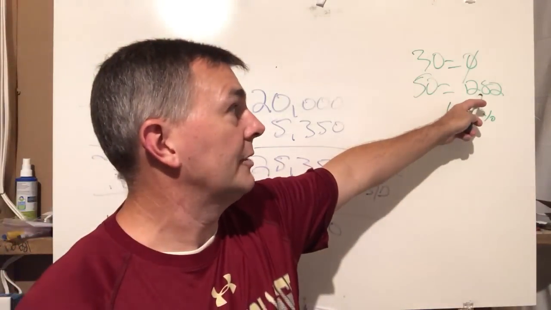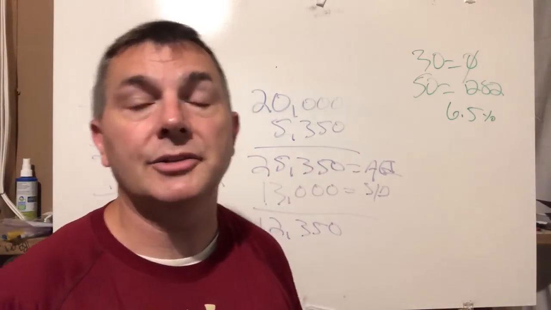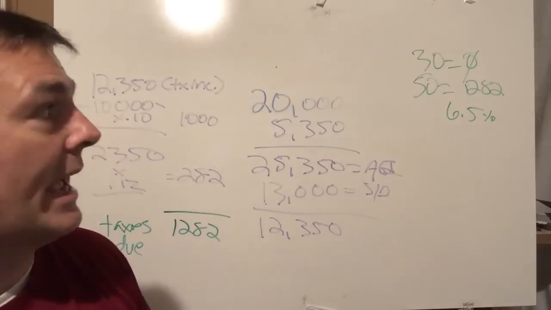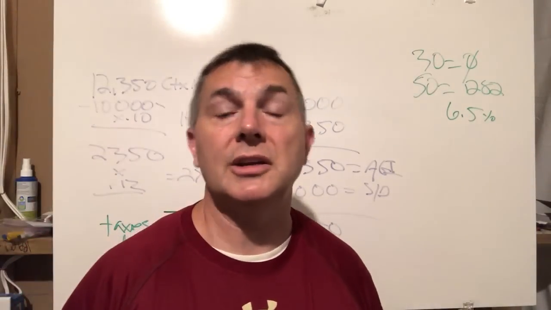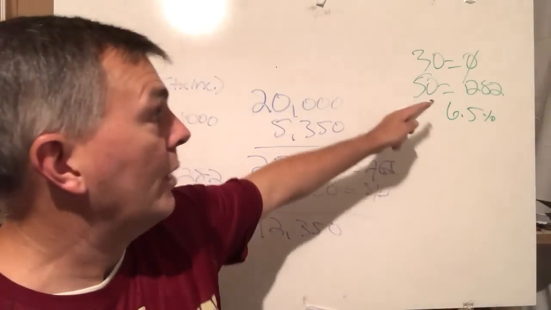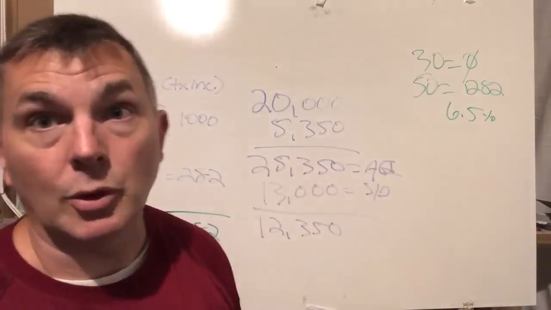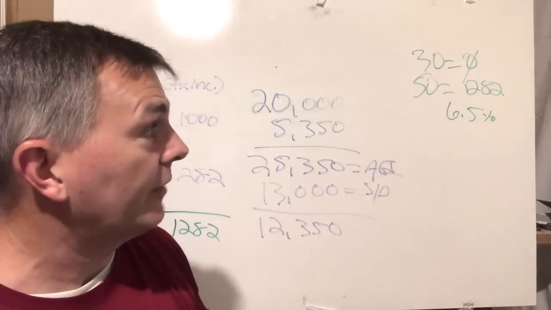She had paid $1,282 in taxes on a $20,000 distribution. That's not so bad, but there you go. So in this case, she has $50,000, of which 20 is from IRA, 30 is from Social Security, and she's going to pay 6.5% in taxes.